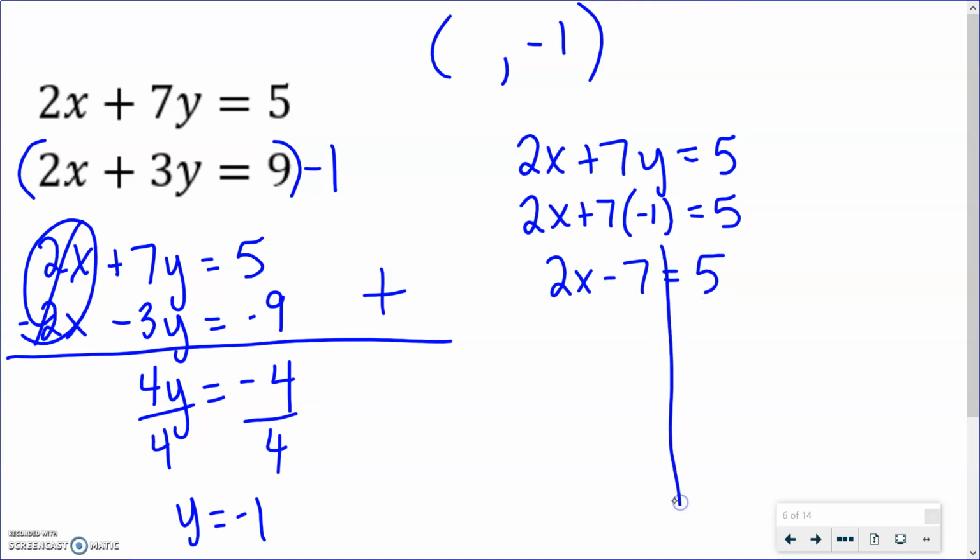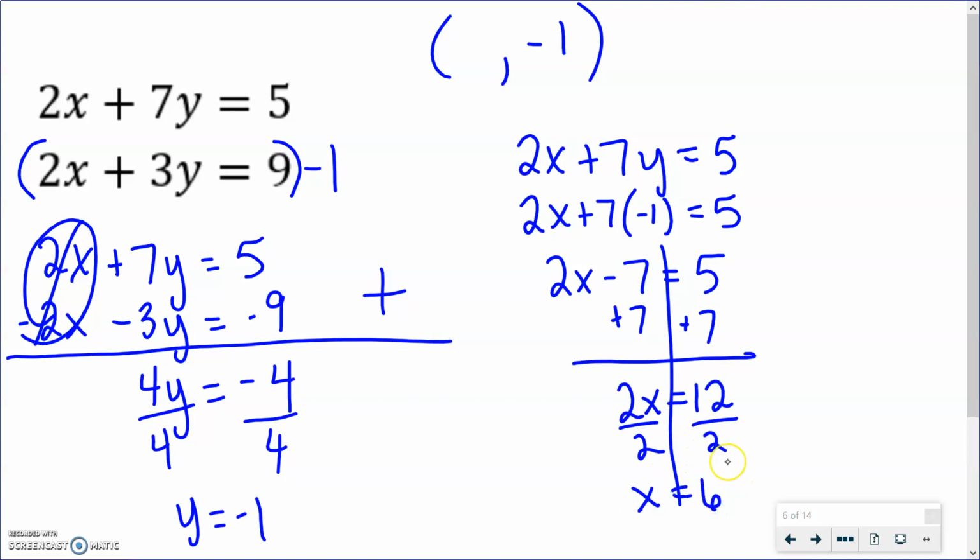Now I can solve this. I can add 7 to both sides. Get 2x equals 12. Divide both sides by 2 and get x equals 6. Okay, so our answer here is 6, -1.